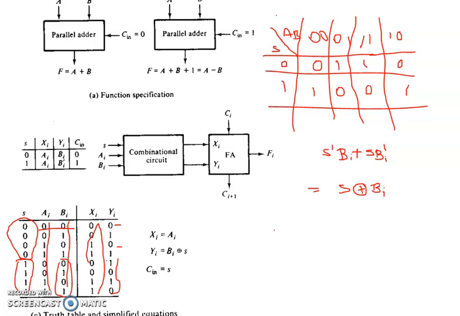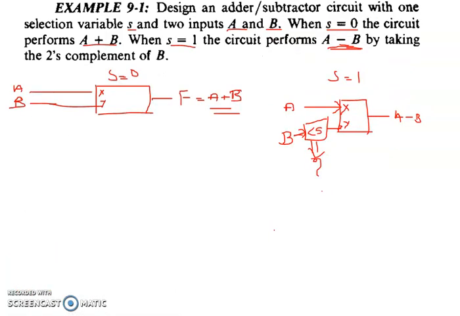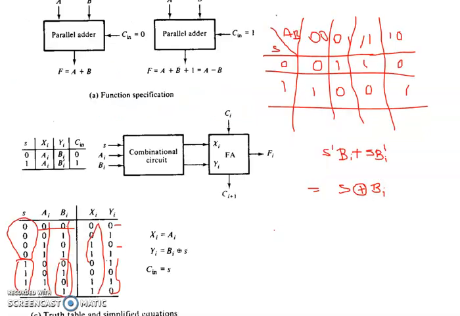So till now we have learned about the arithmetic circuit design, performing different operations. Also we have seen an example like S is equal to 0 means A plus B need to be performed. S is equal to 1 means it needs to perform A minus B. So with this example we will be able to identify the combinational circuit to perform this operation.